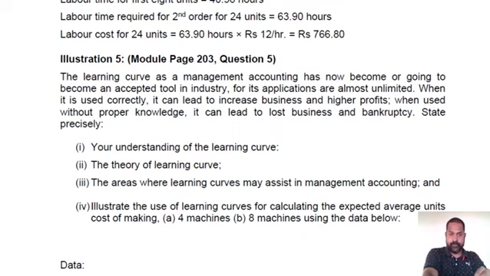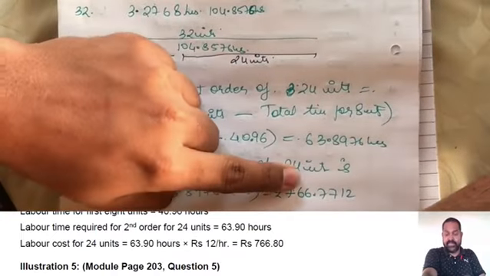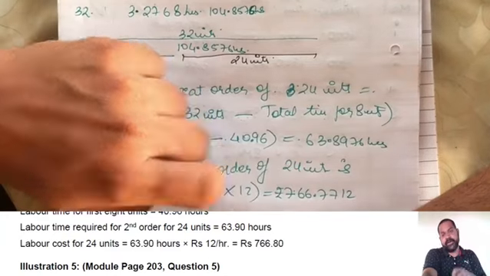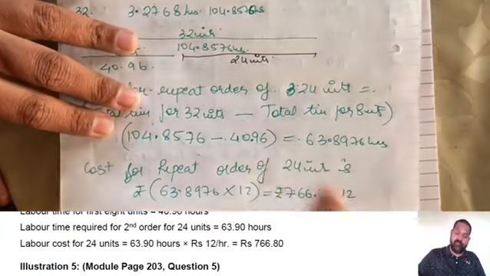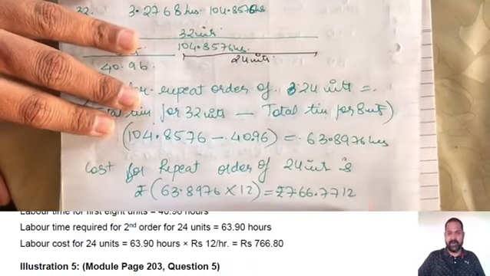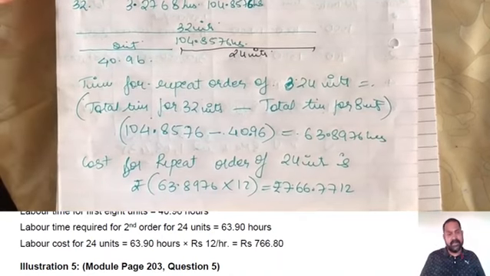Let me show that to you. So our answer is 766.7712. Their answer is 766.80. Because they've approximated it, they got this as 80 already. You can also approximate and write this as 80. I like to keep it this way. That's it. That is the second question that I wanted to do here.